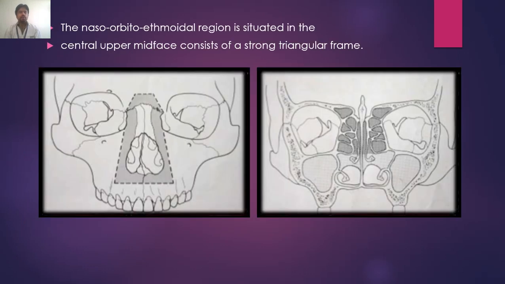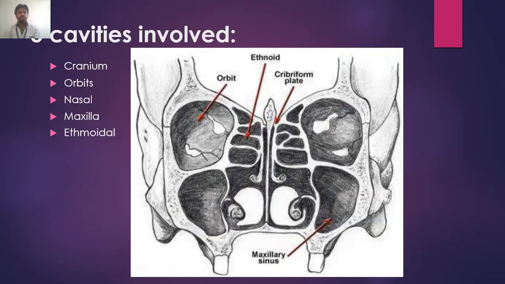The naso-orbitoethmoidal region is situated in the central upper midface and consists of a strong triangular frame. The five cavities that are involved in the NOE region are the cranial cavity, the orbital cavity, nasal cavity, maxillary sinus, and ethmoidal air cells.